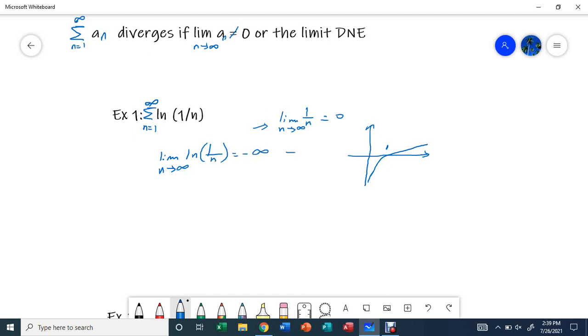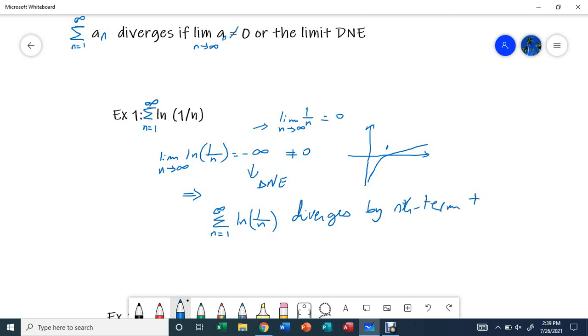And negative infinity does not equal 0. So the limit does not exist. So the series, n equals 1 to infinity of natural log of 1 over n, diverges by the nth term test.